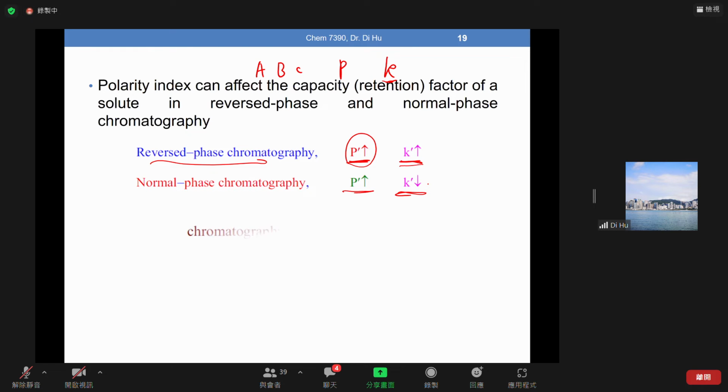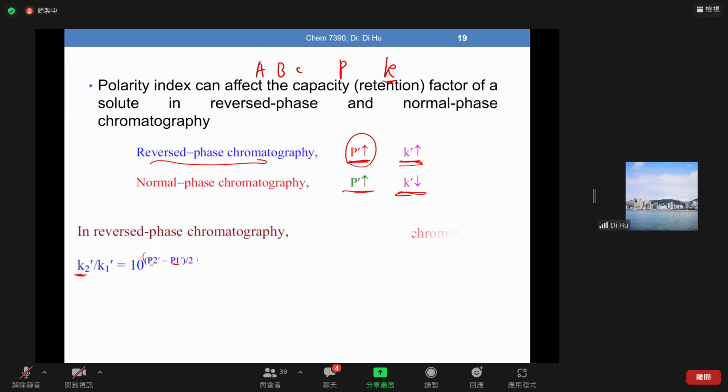So we have an empirical equation that describes the relationship between the K value and the polarity. For example, in reverse phase chromatography, when we change the polarity of the solvent from P1 to P2, the retention factor increases, and the ratio K2 over K1 equals 10 to the power of (P2 minus P1) divided by 2.